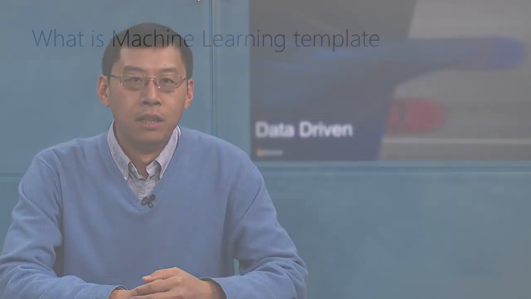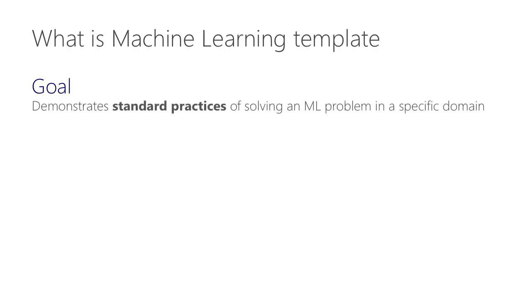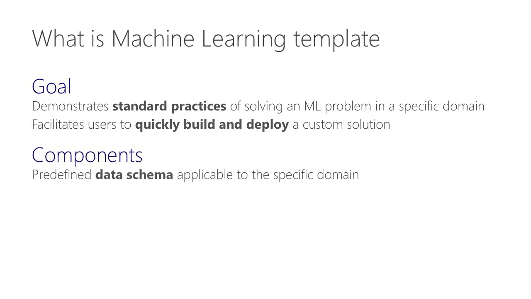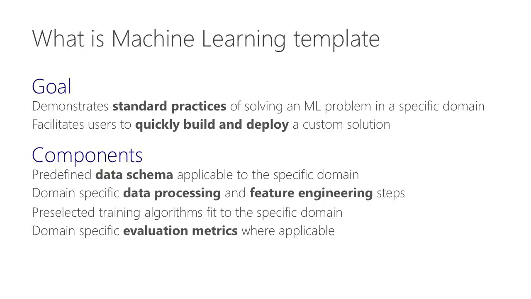Our team has built a number of machine learning templates for customers to use. So what is a machine learning template? The goal of a machine learning template is to present the standard practices of solving a particular machine learning problem, and enable users to quickly build and deploy machine learning solutions. Typically it has a predefined data schema, data processing and feature engineering steps, pre-selected algorithms for users to train with, and evaluation metrics specific to this machine learning application. Along with these steps comes detailed documentation.